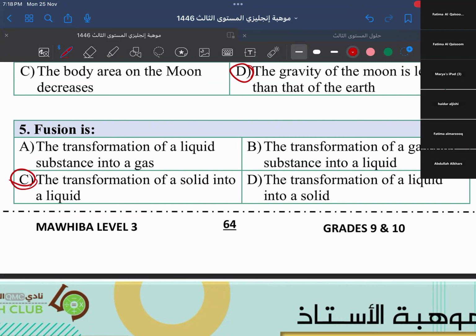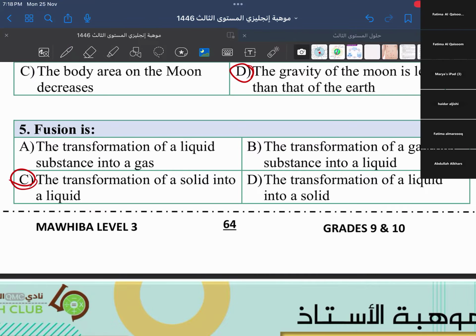Miss, how do you know it's this fusion, not that fusion? So the context of the question. You see, the topic of this question is the states of matter. So you know that the fusion here is meant to be a process of change of matter. Okay, so you think in that way.